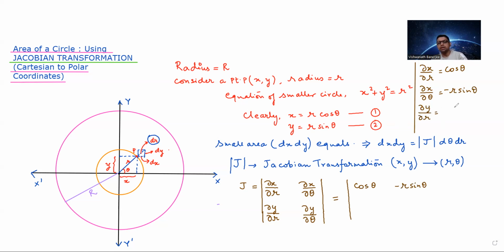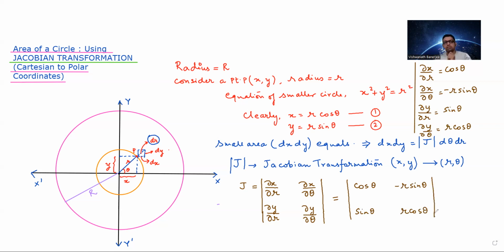Let us now evaluate del y by del r. Del y by del r will be again only sine theta left, since del r by del r is 1. And del y by del theta will be r times del by del theta of sine theta, which is cos theta. It will be positive r cos theta. So this is sine theta, and this is r cos theta.